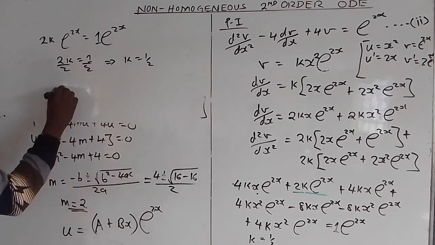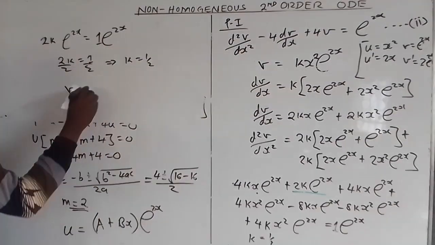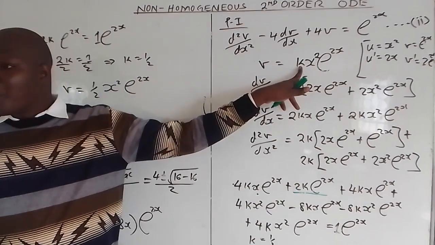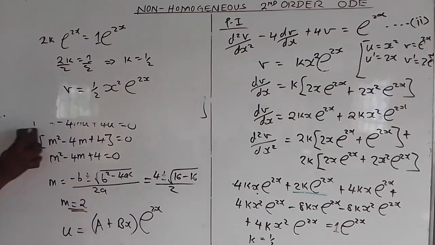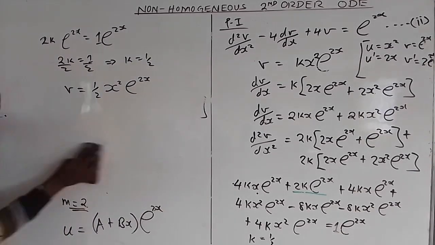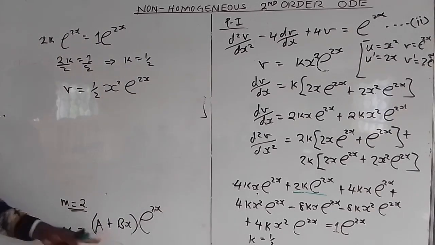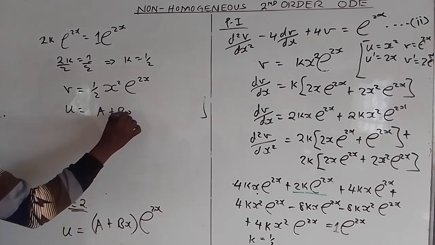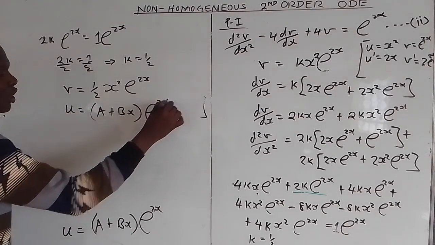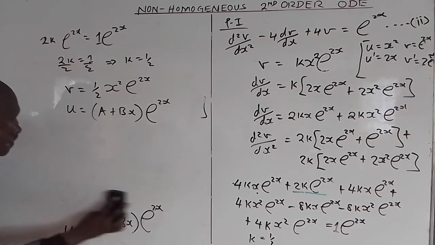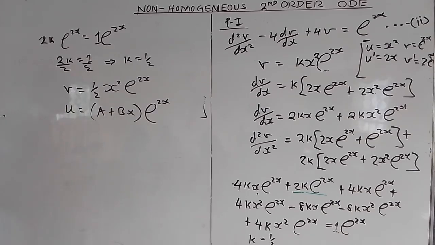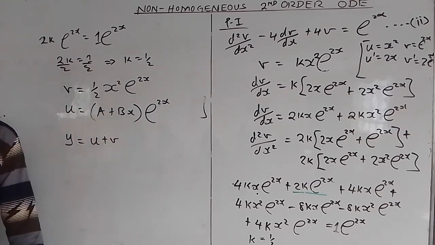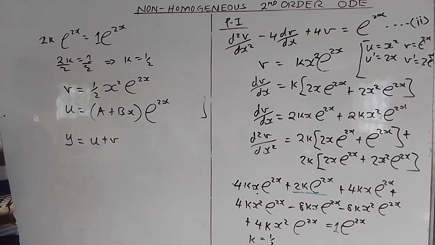So after getting k, what is v? The particular integral: k x squared exponential 2x. Where there is k, you put the value of k, a half. So we found v. After finding v, we also found u. What was u? See, u was here. We found u to be a plus bx exponential 2x. So we found both v and u. Having found both, we can now get the solution. The solution is y, which was u plus v, isn't it?